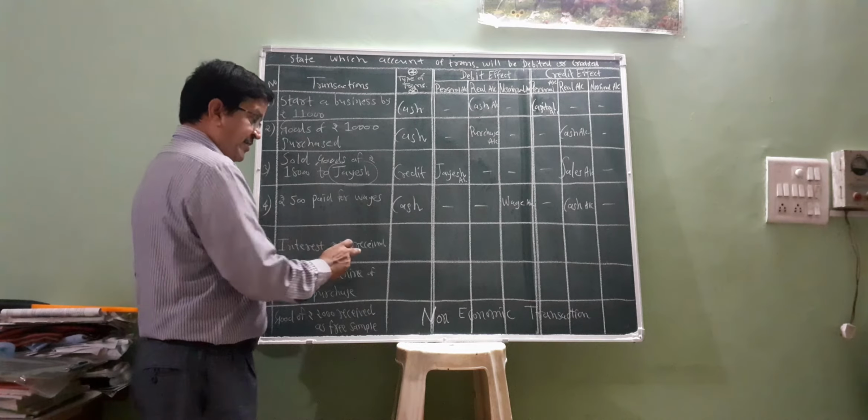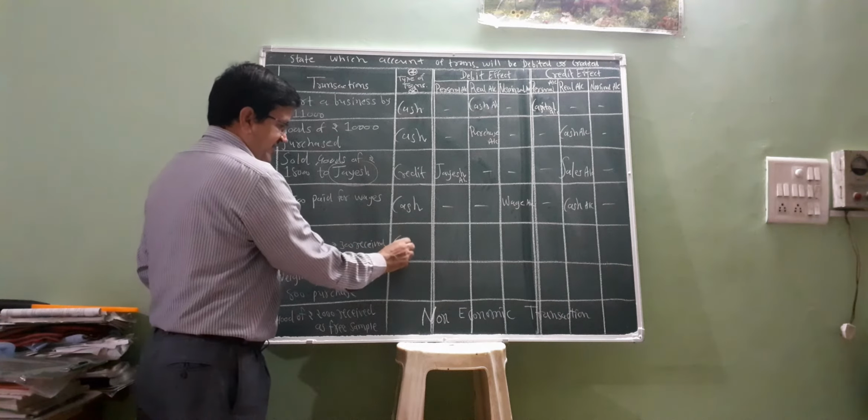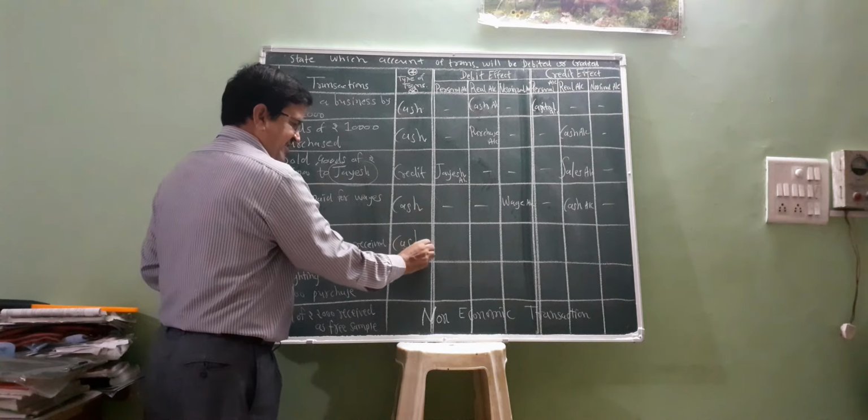Interest rupees 300 received. Received means cash comes in, so it is considered a cash transaction. When cash comes in, you have to debit. Cash is a real account, cash comes in, so cash account debit. And receipt of interest: interest is your income. All incomes are considered nominal accounts, so you have to put it in the nominal account. Which type of income? Interest, so interest account.